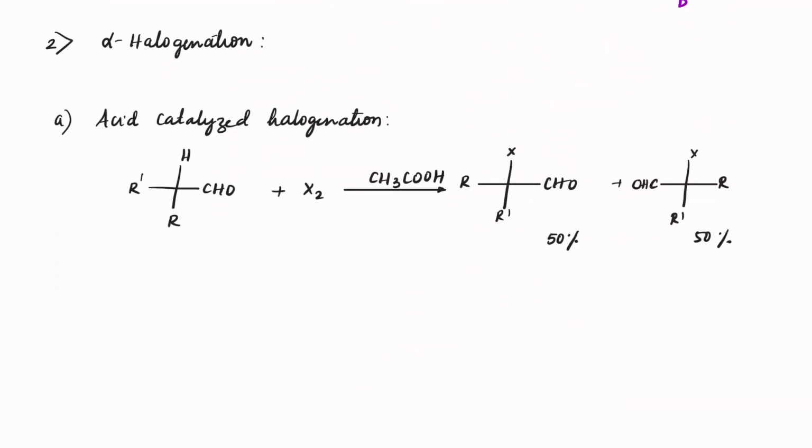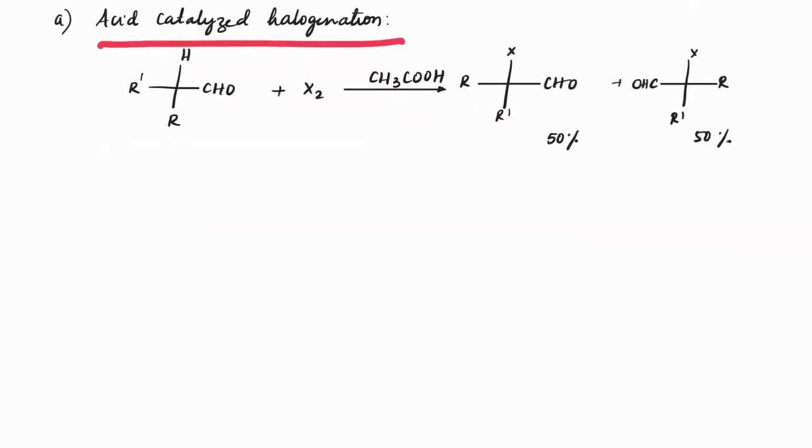The next application is about alpha halogenation. That means at the alpha position we are doing a halogenation. Now in this case, acid based mechanism will be different and base based mechanism will be different. So acid catalyzed halogenation, how does this happen?